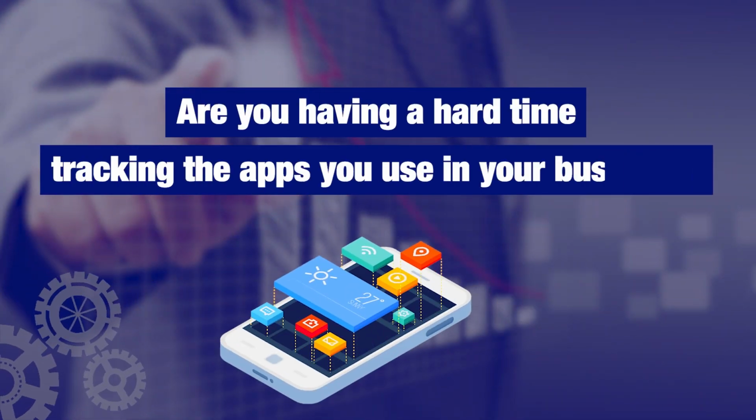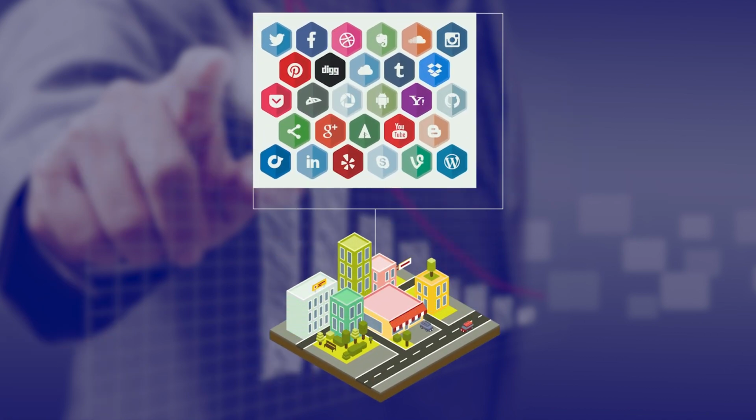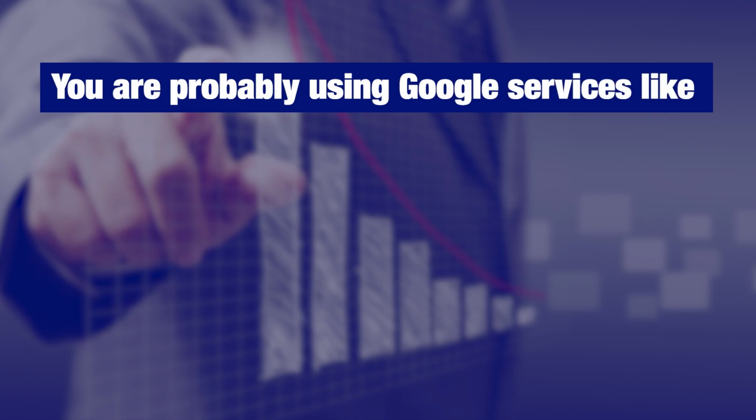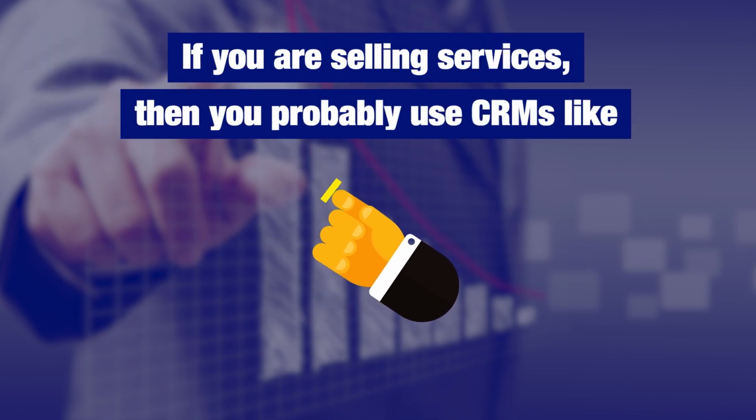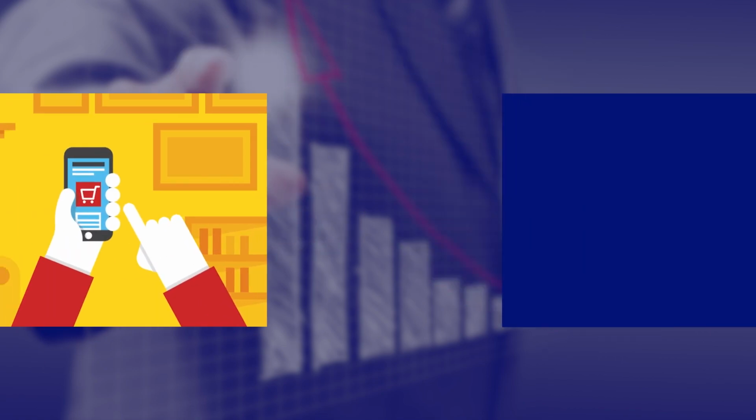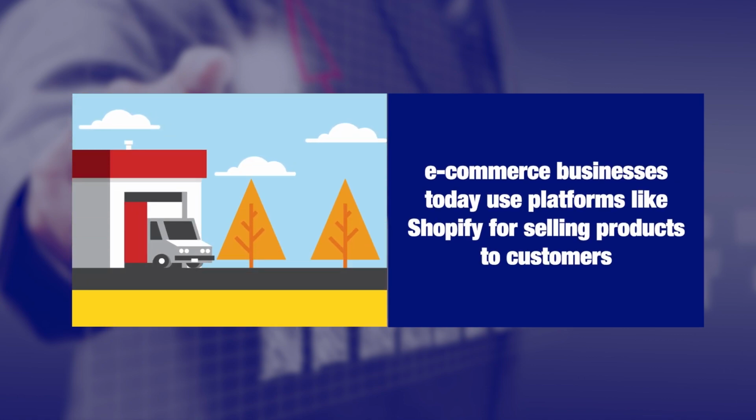Are you having a hard time tracking the apps you use in your business? Nowadays, an average small business uses 102 different apps to get their operations running. That is a lot of apps for just one business. You are probably using Google services like Gmail, Google Docs, or Calendar. If you are selling services, then you probably use CRMs like HubSpot or Salesforce to track sales and marketing cycles. Even e-commerce businesses today use platforms like Shopify for selling products to customers.